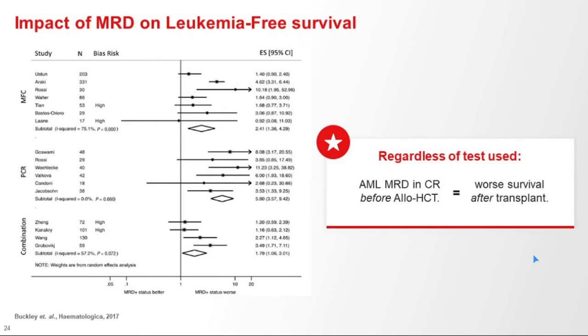And when you look at the impact of MRD in that trial and with all other trials in transplant, this is kind of, again, what the forest plot shows. It basically shows that all these studies agree that AML MRD, including in CR before an allo transplant, means a much worse survival after transplant. And that's true of ablative. It's even more especially true in reduced intensity, where you're really relying just on the graft-versus-leukemia effect to cure disease.